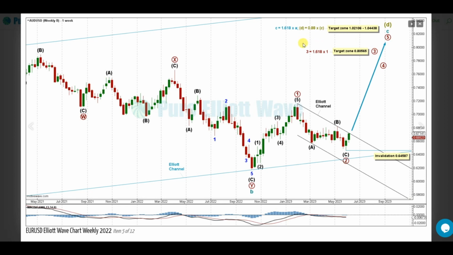In this case, we have a target for primary 3 to reach the 1.618 extension of primary 1 measured off the bottom of primary 2. That gives us a target of 0.80565. The invalidation for this count sits much closer at 0.64587, and that is where the second wave in this new impulse would move beyond the start of the first wave.